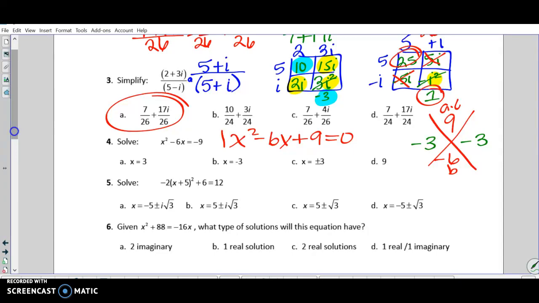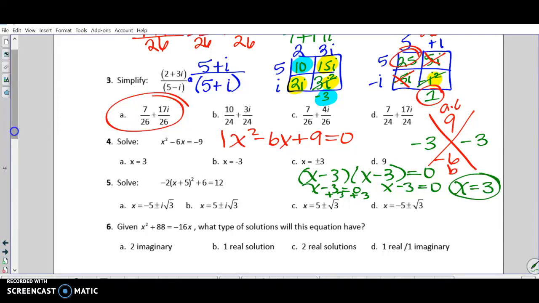Since a is 1, I don't actually have to put it in the box. I can take a shortcut. I know that the factors are going to be x minus 3 times x minus 3 equals 0. And to solve, you take both factors and set them equal to 0. So I would add 3 over. Both of them are the same, so x is going to equal 3, which is A.